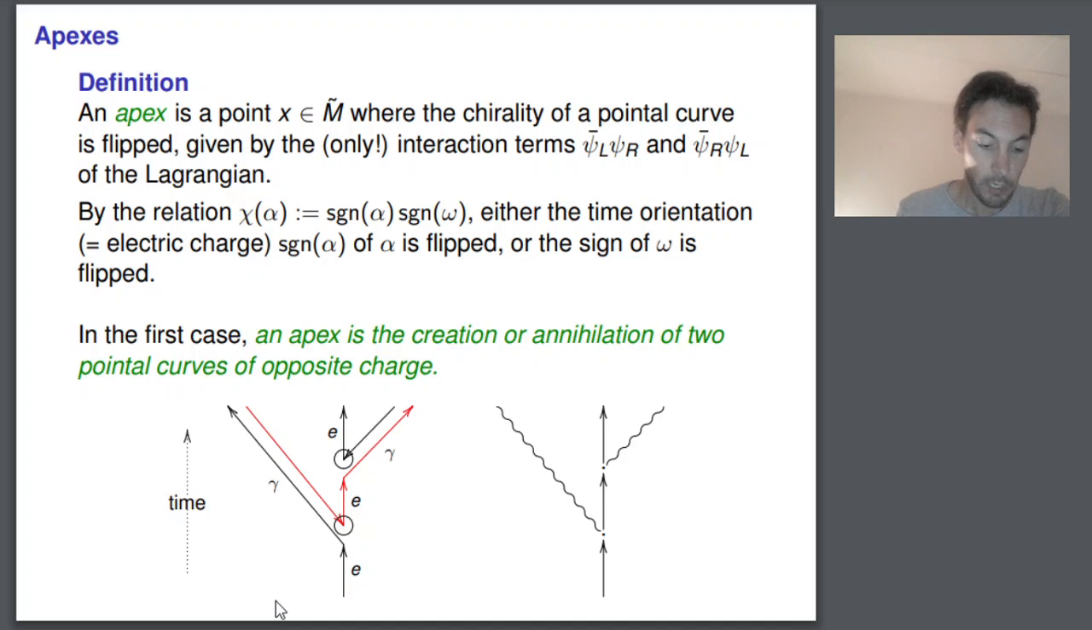In our paper, the standard model particles are modeled by bound states of pointal curves. In this example, we have an electron emitting 2 photons, and the 2 apexes in the scattering are circled, and the corresponding Feynman diagram is shown on the right.